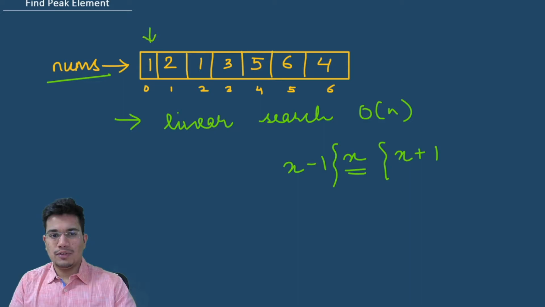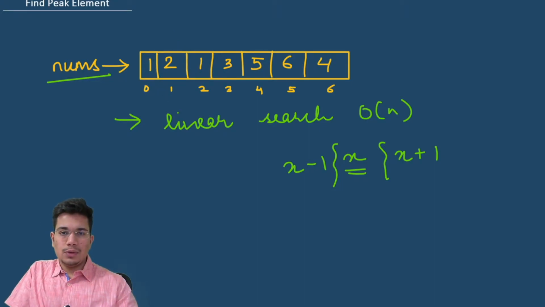So we start from the first element, we check if it's larger than this element, which it's not. So we move on to the next element. So we come to 2, and we check if it's larger than this element and this element, which it is. So once we find this, we can simply return the index of this element, which is 1, and we can break our loop, and we found our answer. So for linear search, we don't really have to iterate over all the elements. We can just break our loop whenever we find our answer.